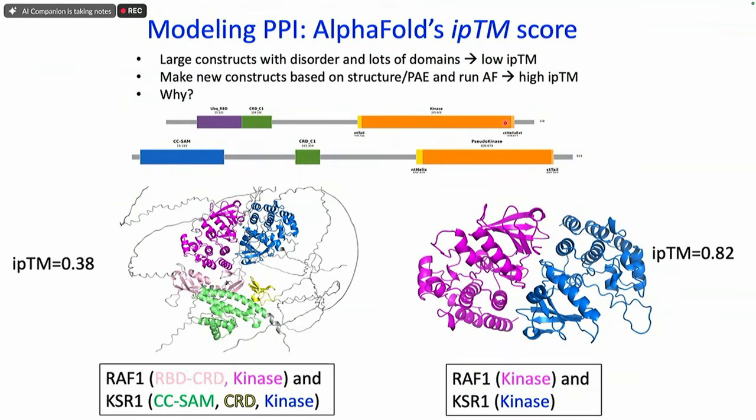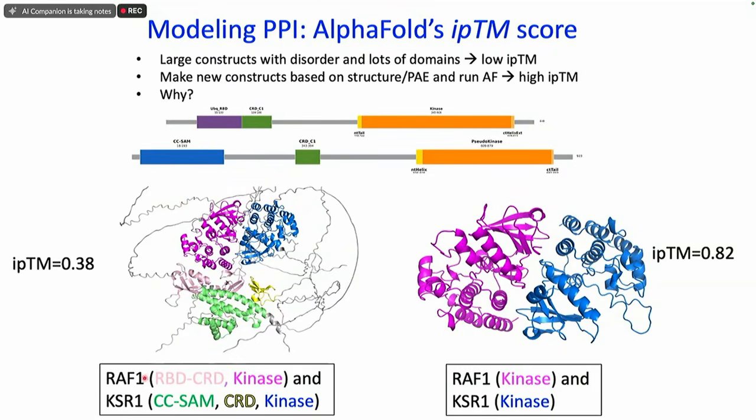So we want to be able to model protein-protein interactions. Remember I talked about AlphaFold multimer. And so this is a complex of 2 different proteins. One of them is RAF1, which is a kinase, but it also has a RAS binding domain and a cysteine-rich domain. So that's in pink and magenta. That's one protein, plus the disorder that, so here's kind of the domain diagram up here.